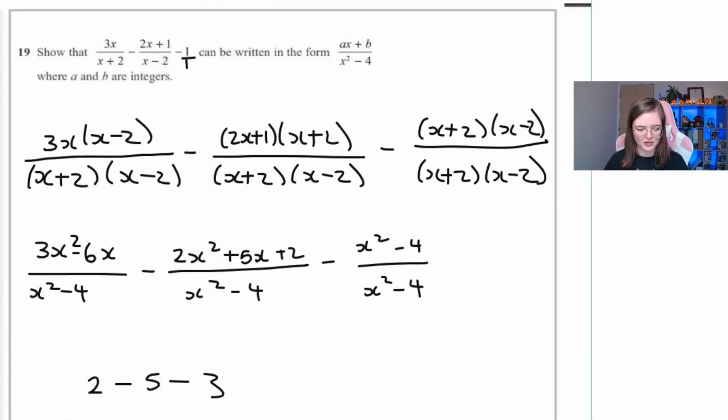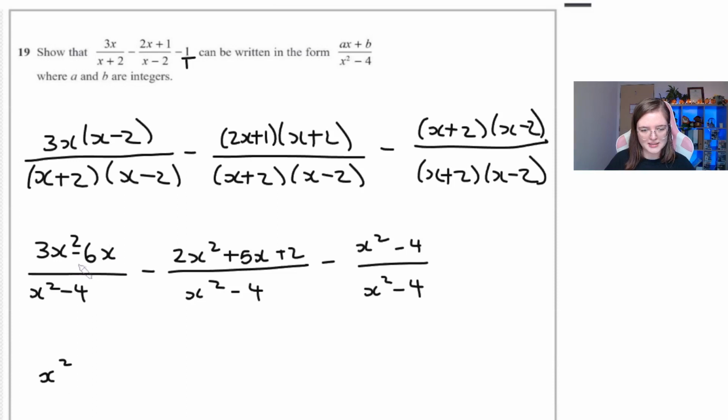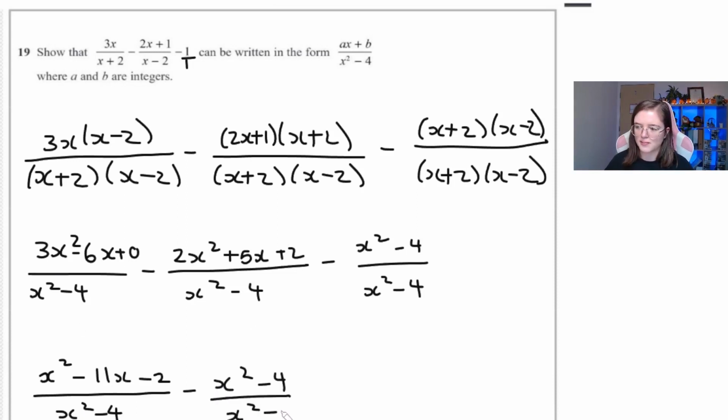So I'm going to go in order. I'm going to do 3x squared, take away 2x squared, leaves me with x squared. Then I'm going to do minus 6x minus 5x, which is minus 11x. Then plus nothing, take away 2, which is minus 2 over x squared minus 4. We're taking away fractions, bottom stays as it is. Then take away x squared minus 4 over x squared minus 4.